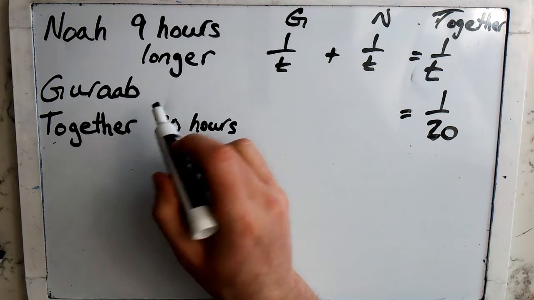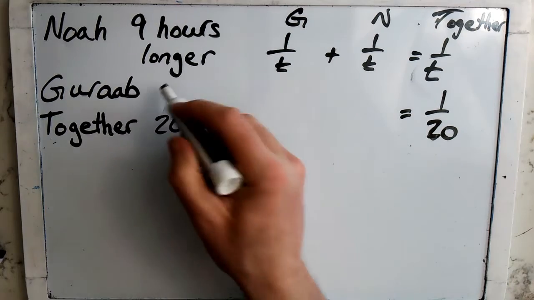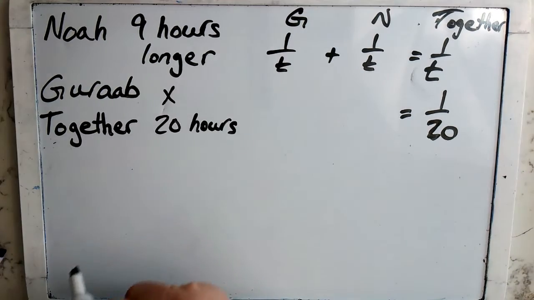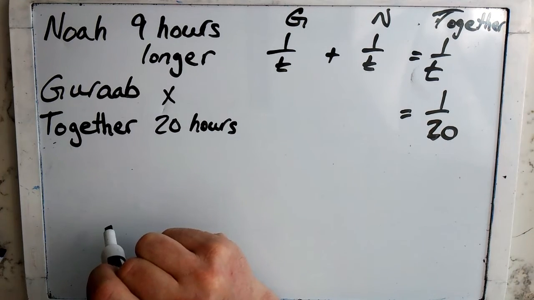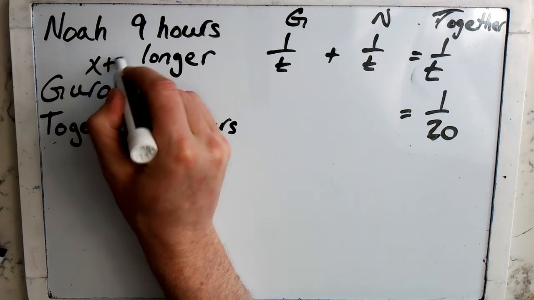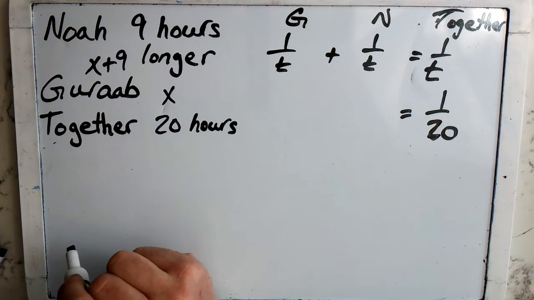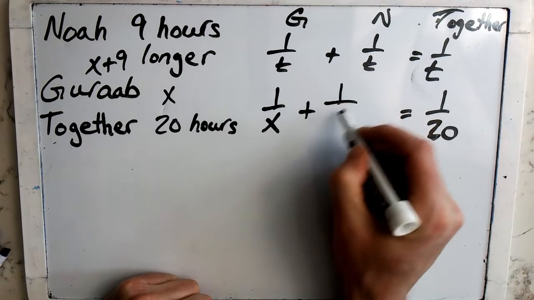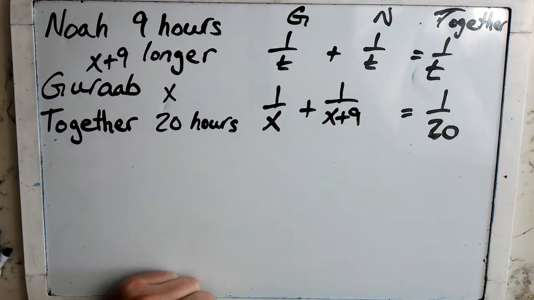Now Gustav, we don't know it, so we have to come up with a letter. We can use X, we can use T, whatever we like, and we know that Noah is 9 hours longer. So we have to take the X and add 9 to it. So Gustav is 1 over X, Noah is 1 over X plus 9.